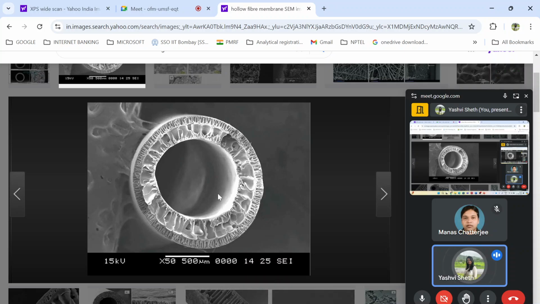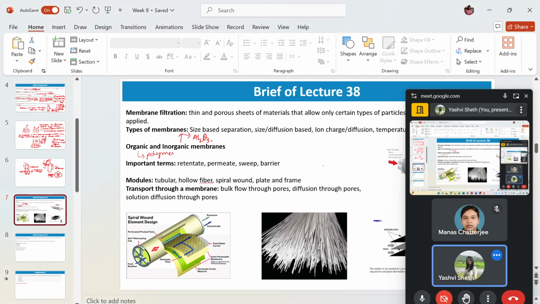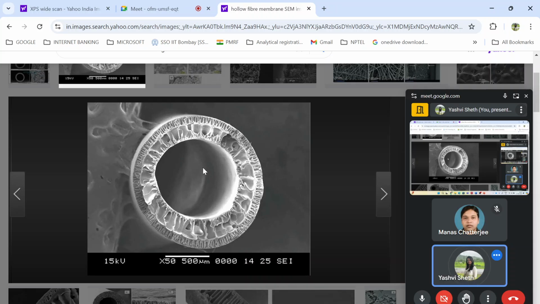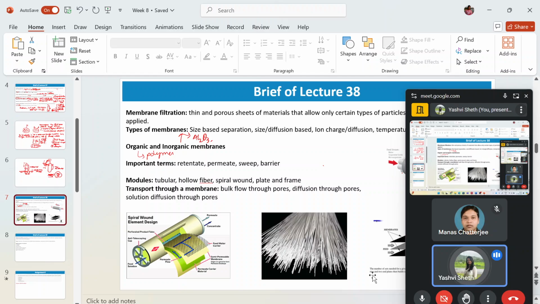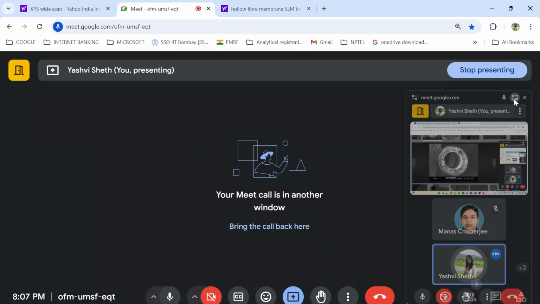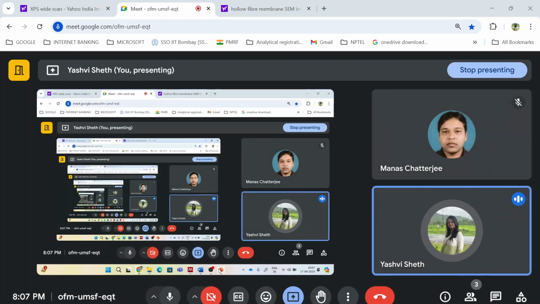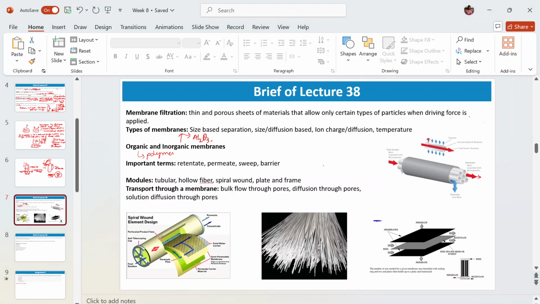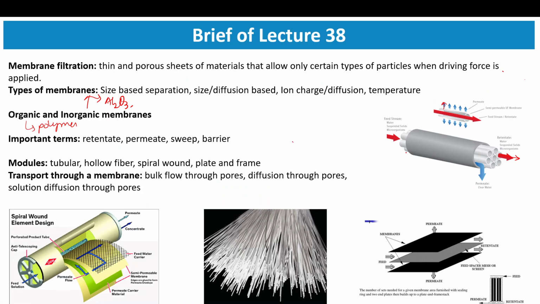Now, if the feed water goes from this inlet, the water will come out in the annular space, and vice versa. But you see, these hollow fiber membranes have very small dimensions. So in this case, the flux is very small. The amount of water that gets purified is a very small amount. But you use thousands of hollow fiber membranes at a time. So that is how you increase the flow rate that you can purify.